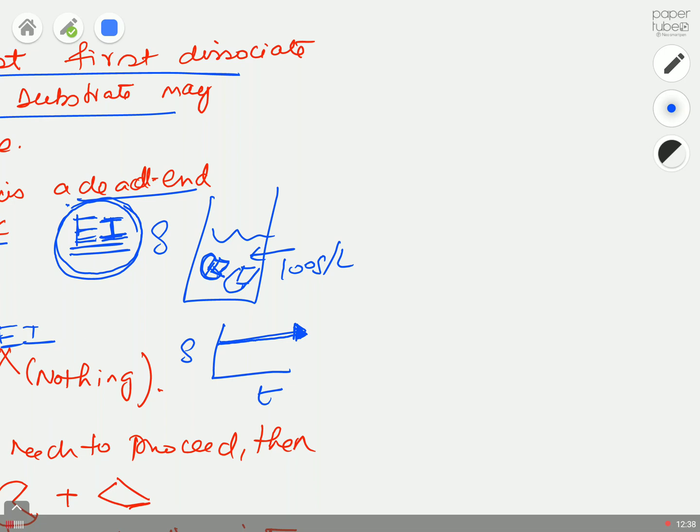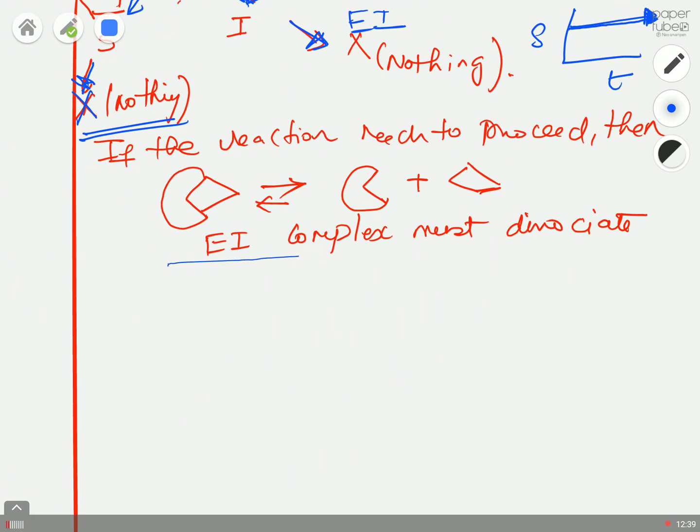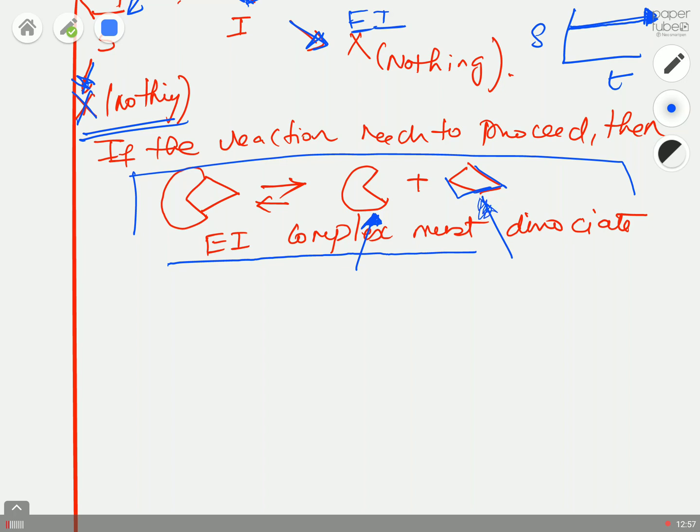And if the reaction needs to proceed, then obviously this enzyme inhibitor complex should dissociate, leaving your free enzyme that can associate with your substrate, forming an enzyme substrate complex. And if it dissociates, obviously you will get your free inhibitor molecule in your solution. So that's the whole idea. I think now you know how the enzyme competitive inhibitor works.